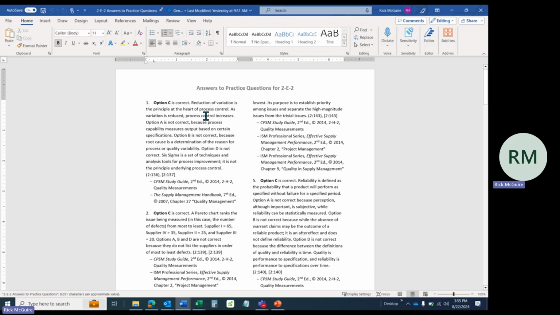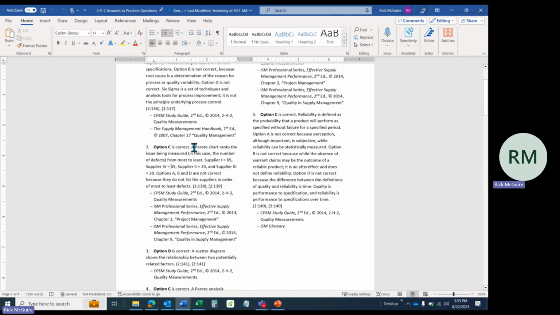One is Charlie. Reduction of variation is the principle to higher process control. 2 is also Charlie. A Pareto chart ranks the issues being measured. In this case, the number of defects from most to least.